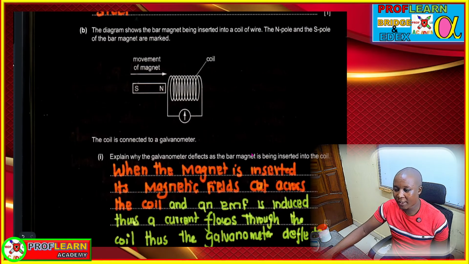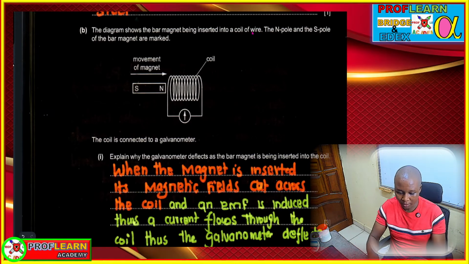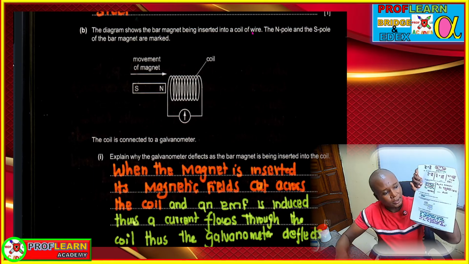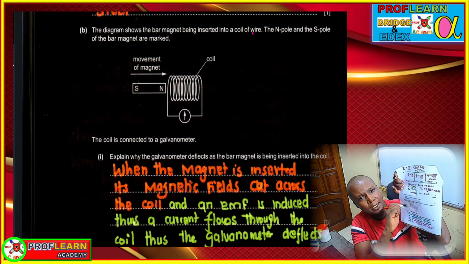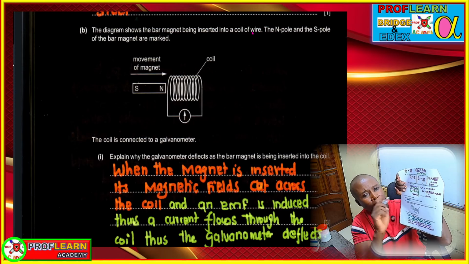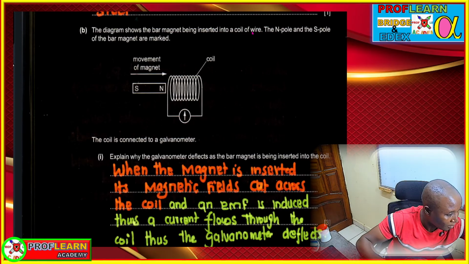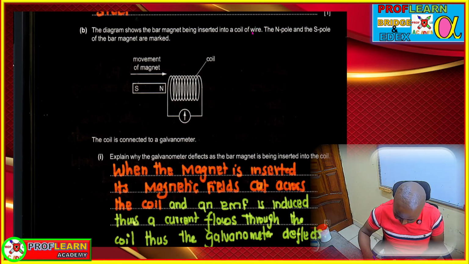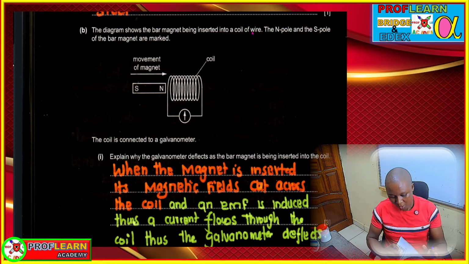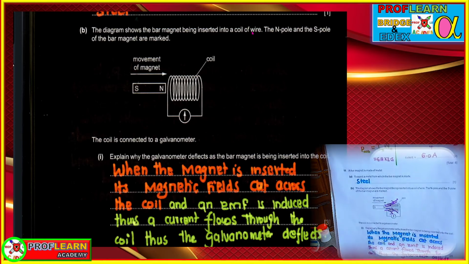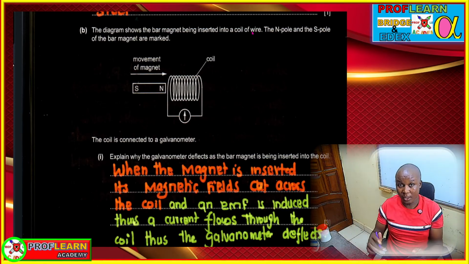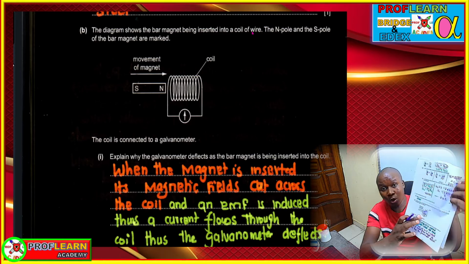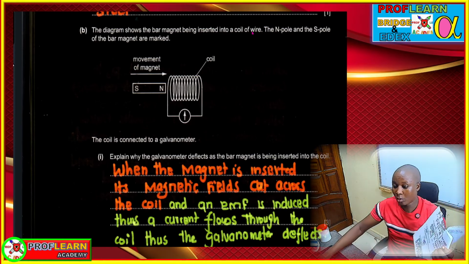Then we are looking at the concept of electromagnetic induction. Here the diagram shows a bar magnet being inserted into the coil. When this magnet is moved in and out of the coil, we have the fields of the permanent magnet. When these fields cut across this coil, an EMF is going to be induced in the coil. So this galvanometer is going to show a deflection.